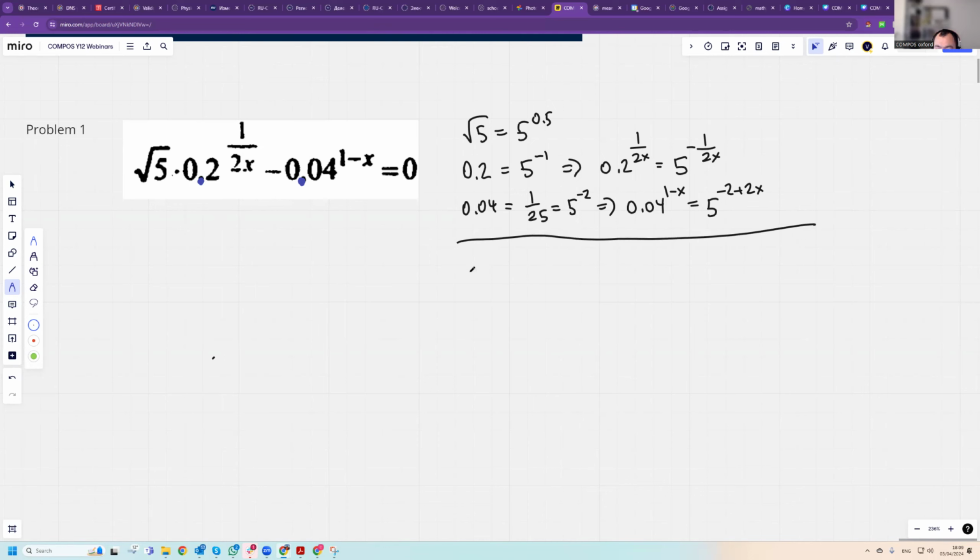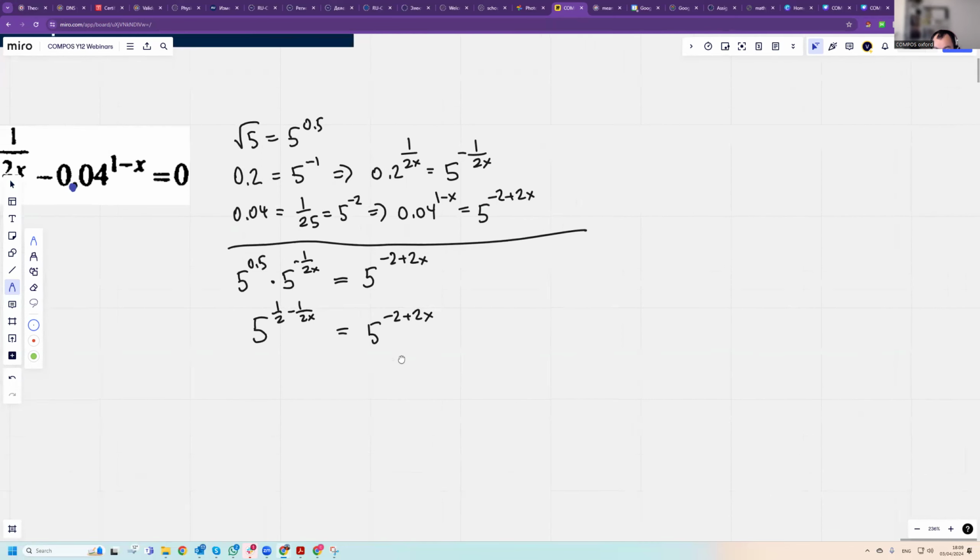And we can write that down. So 5 to the power 0.5 times 5 to the power minus 1 over 2x, well, you can say equals 5 to the power minus 2 plus 2x. Combining the two 5s, it's 5 to the power 1/2 minus 1 over 2x equals 5 to the power minus 2 plus 2x.